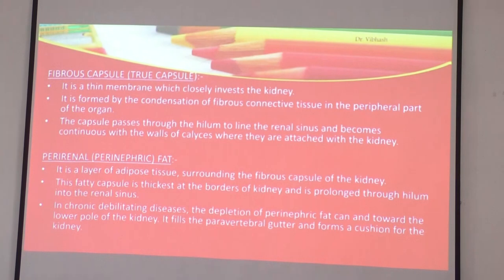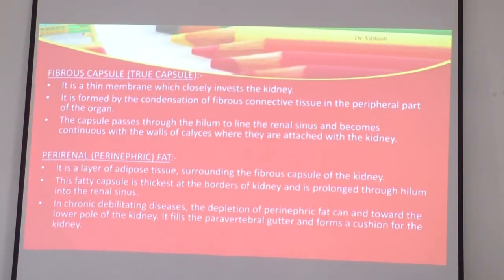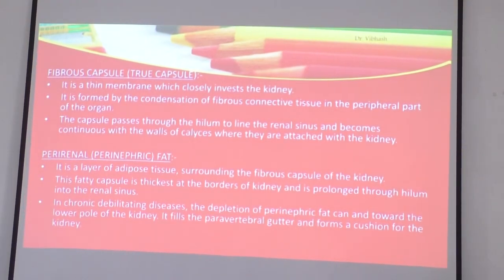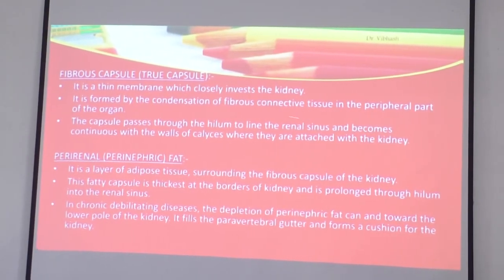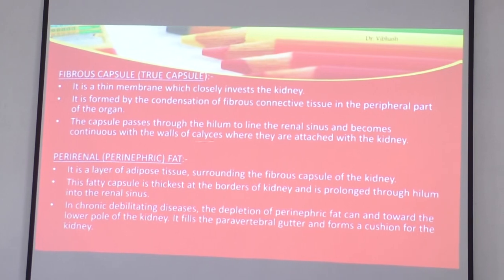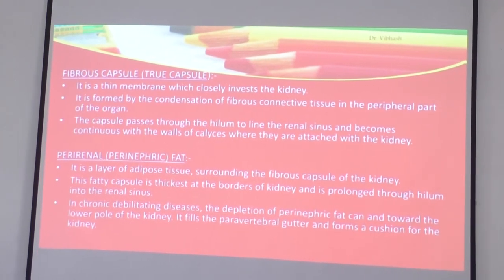So the fibrous capsule is a thin membrane. We'll discuss individual layers now. First is the fibrous capsule or true capsule. It is a thin membrane which closely envelops the kidney, formed by the condensation of fibrous connective tissue in the peripheral part of the organ. The capsule passes through the hilum to line the renal sinus and becomes continuous with the walls of the calyces where they are attached to the kidney. Next is perirenal or perinephric fat.